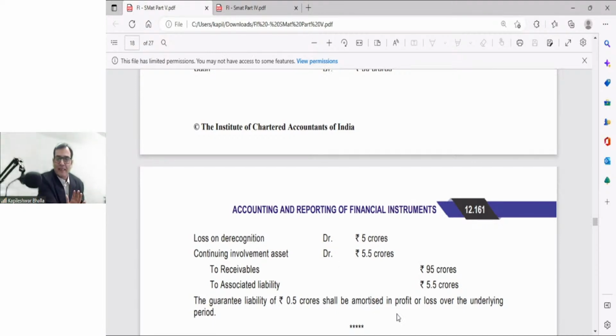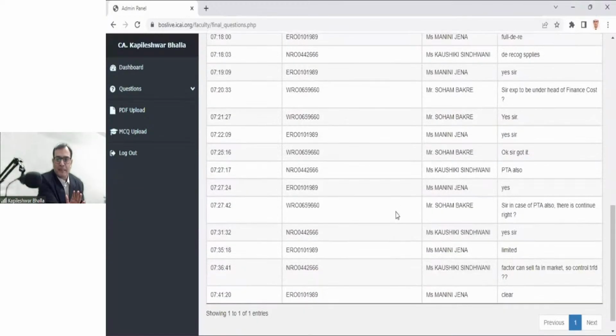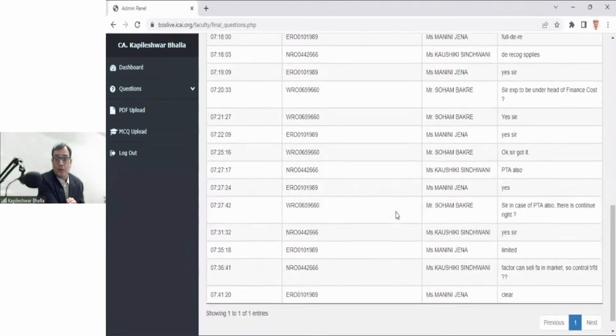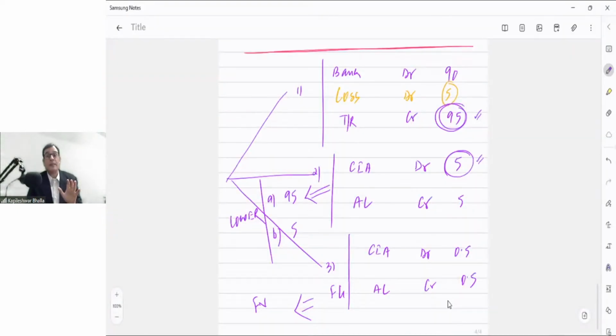Okay, let me club up this information once again. You said the factor can sell the financial asset in the market, so control is transferred. Let me put this once again to you. As I said, it's my presumption, since I am not given any facts in the question, that control in this case is retained. So in any case, if you get a question that is silent on this, we will comfortably consider that control is not transferred to the factoring agency.